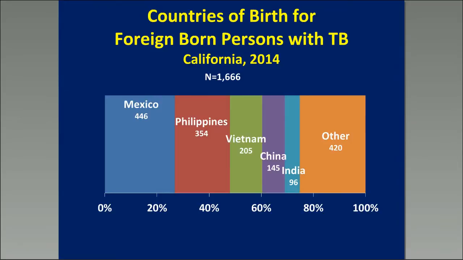The main countries where our foreign-born TB patients originate are the following 5. Mexico and Philippines are places where together 50% of our foreign-born TB cases were born. And then Vietnam, China, and India are the next highest countries of origin, with the remainder a mixture of many other countries.